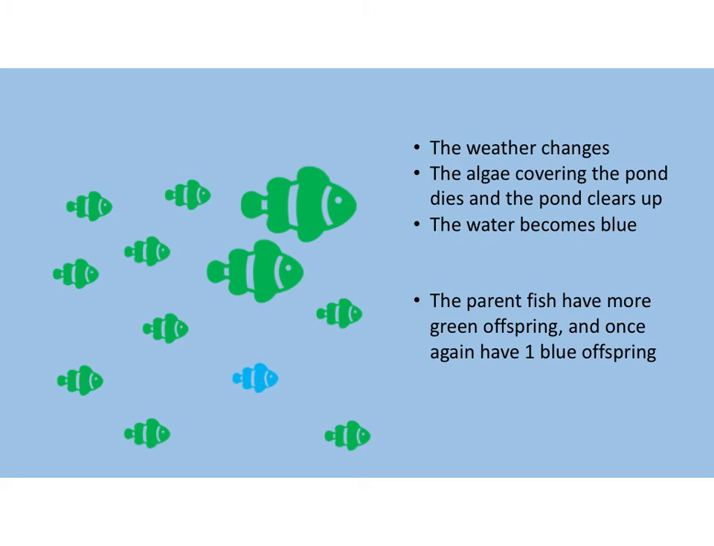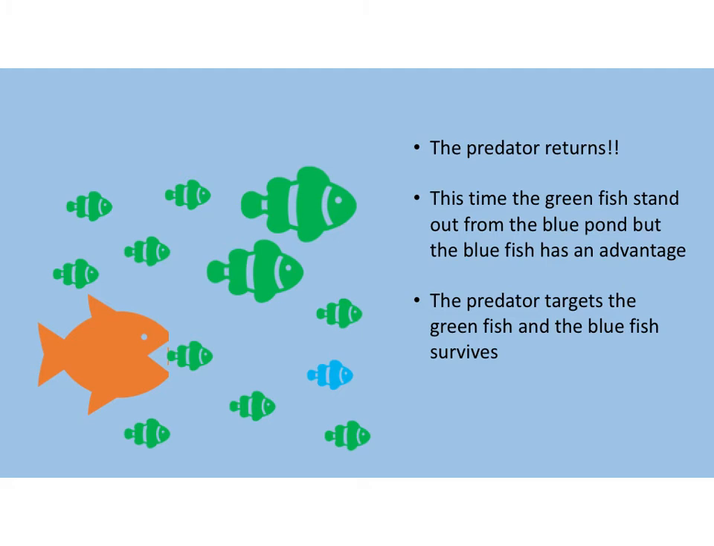But then the weather changes, and the algae that covers up the pond dies, and the pond clears up. So then the water becomes blue. The parent fish have more green offspring, and once again they have 1 blue offspring. The predator returns, but this time the green fish stand out from the blue pond, and the blue fish has an advantage. So this time the genetic mutation was beneficial, and that's because the environment changed. The mutation plus the environmental change meant that the blue fish now has an advantage over the green fish.